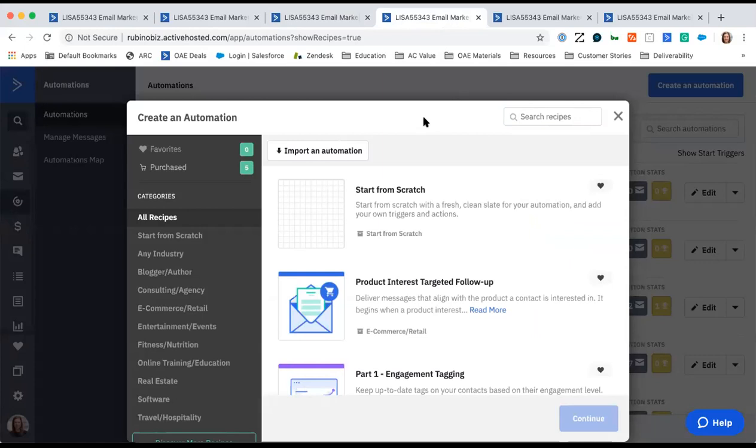We can, of course, start from scratch, but ActiveCampaign has tons of recipes. So that's what you're viewing here. We call them our recipes. These are out-of-the-box automations that we have set up already for you that you can start taking advantage of as soon as you get started.